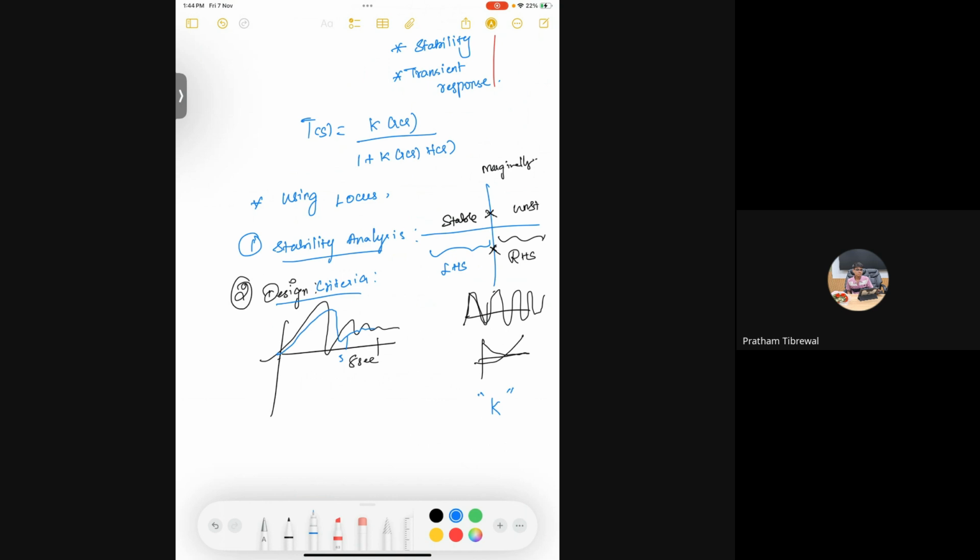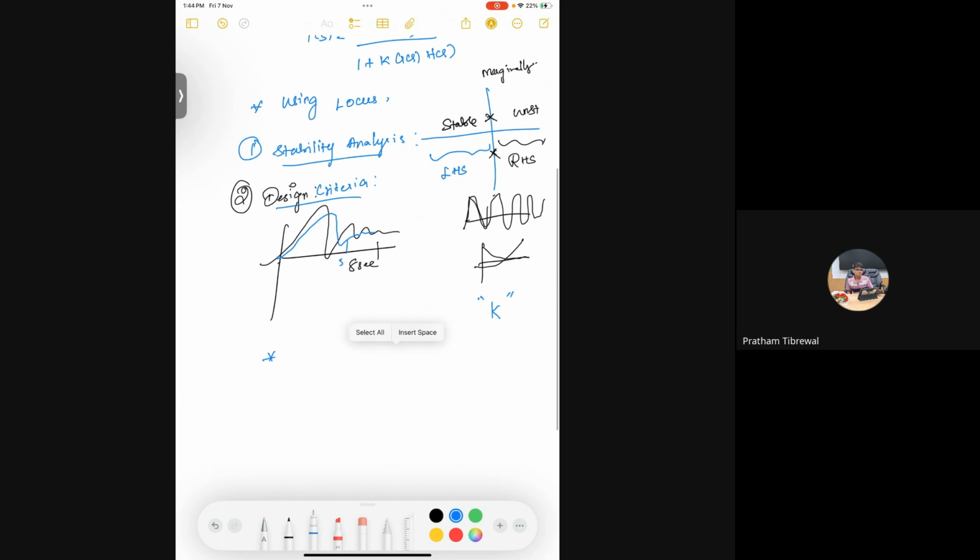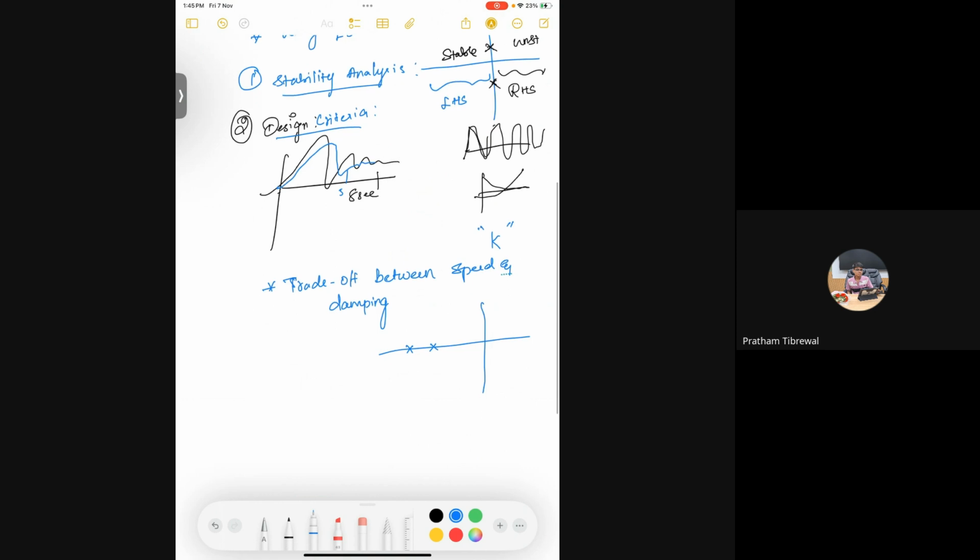Then the additional thing we can study from this root locus is that it shows the trade-off between speed and damping. Sometimes I might push the system to be more stable, but I might get very fast or slower responses. So there will always be a trade-off between the pole location to ensure stability and getting the desired specifications. Using the root locus, we will find this trade-off very easily.